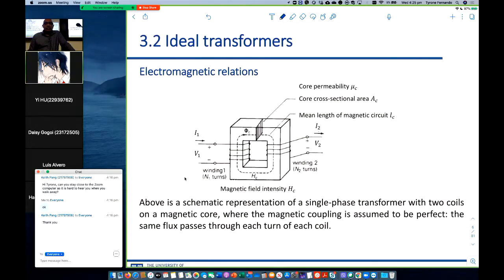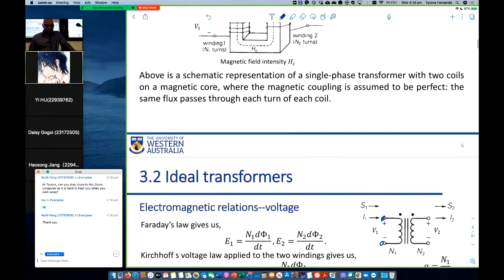Right. So the above is a schematic representation of a single-phase transformer with two coils on a magnetic core. You can see the magnetic core that facilitates the linking of the flux from the primary to the secondary. So the two coils, where the magnetic coupling is assumed to be perfect because we assume there is no leakage flux. The same flux passes through each turn of each coil. So there is no flux leakage in an ideal transformer.